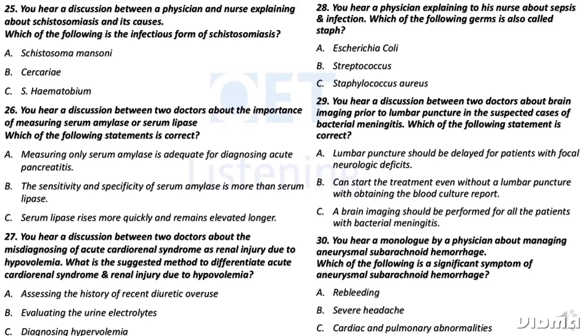Question 27. You hear a discussion between two doctors about the misdiagnosing of acute cardiorenal syndrome as renal injury due to hypovolemia. Now, read the question.